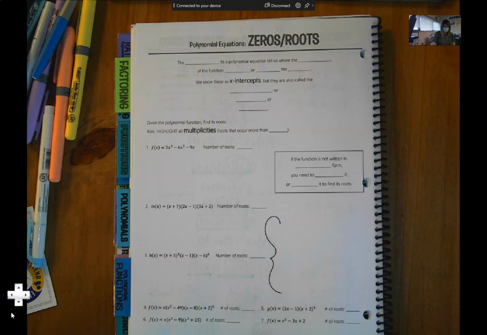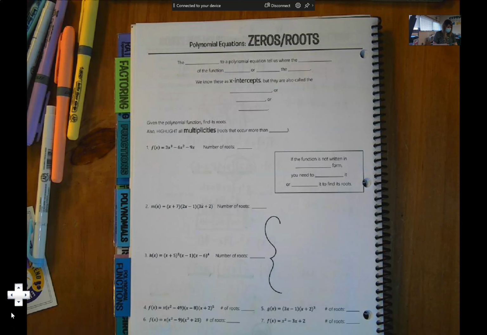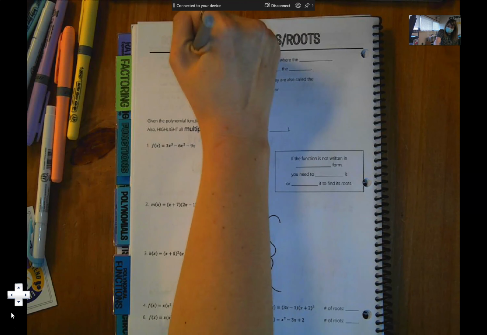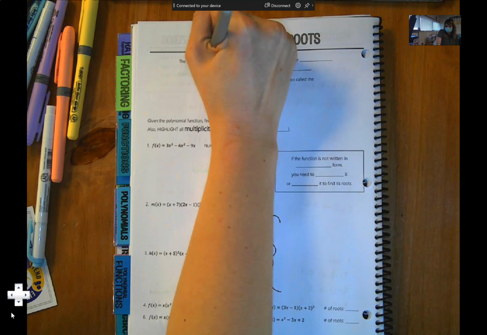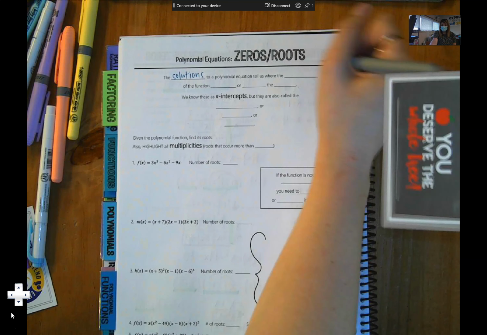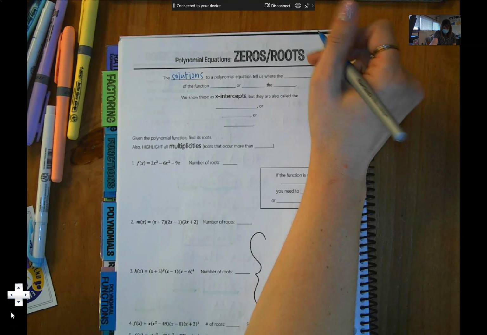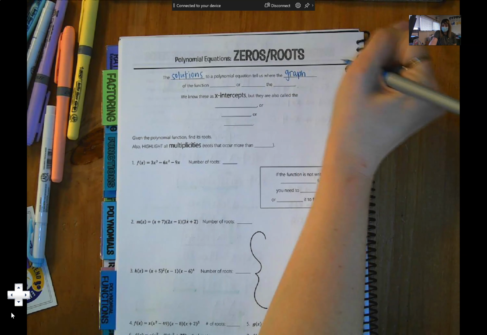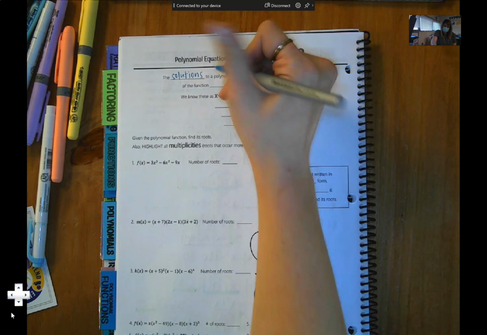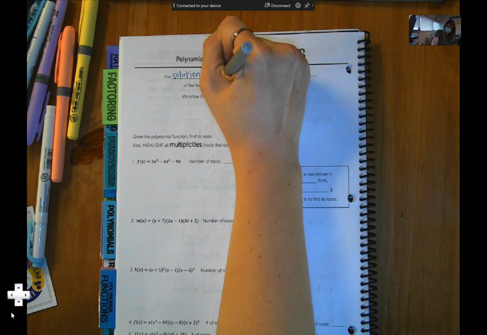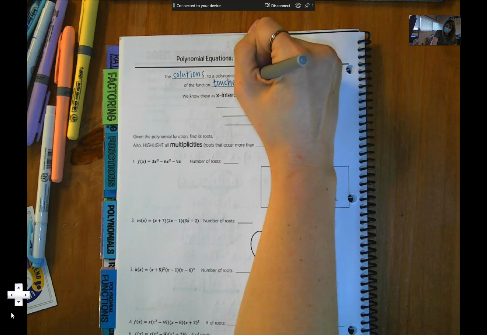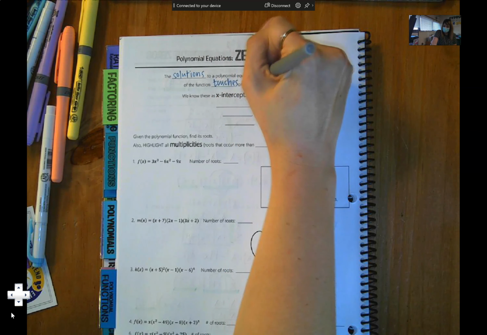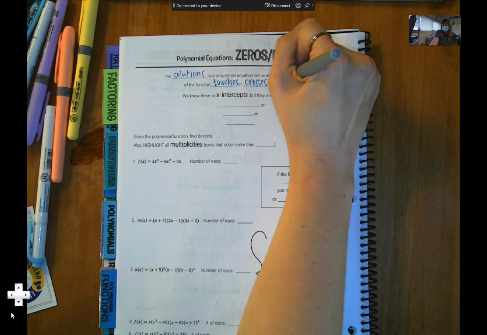So page 48, let's fill in our blanks. The solutions to a polynomial equation tell us where the graph of the function touches or crosses the x-axis.